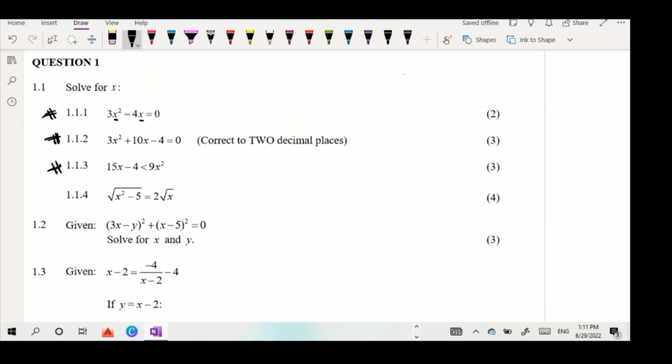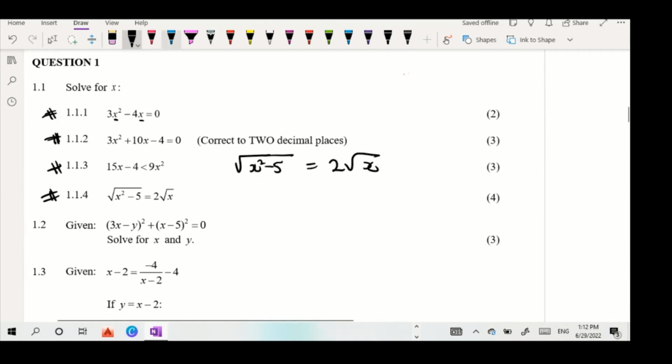So now we are going to do 1.1.4. We are having SATs. So this is solve for x but with SATs. Whenever you have a problem that wants you to solve for x with SATs, you should know that the solution at the end, you need to test it and see if it is correct, it is valid. So please note that. So we're having root of x squared minus 5 equals 2 root of x.